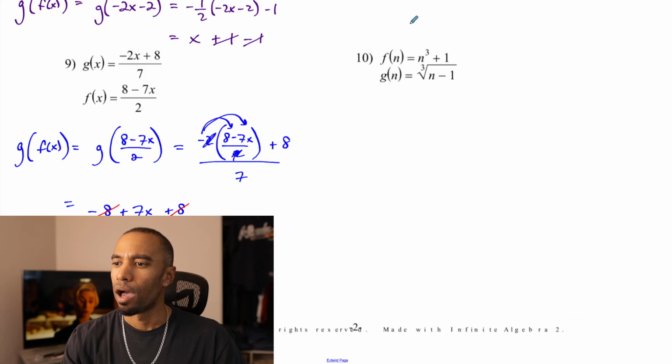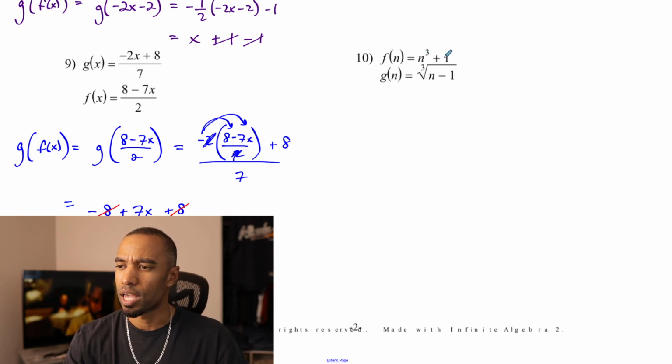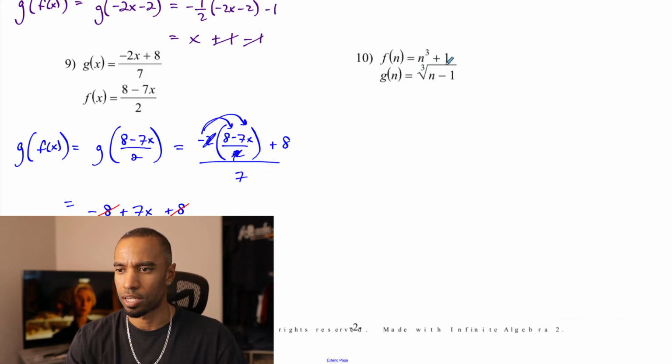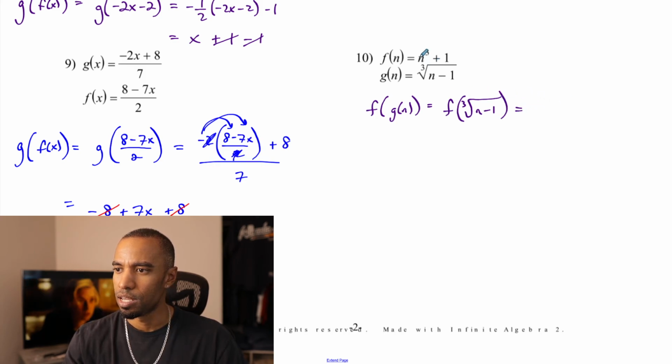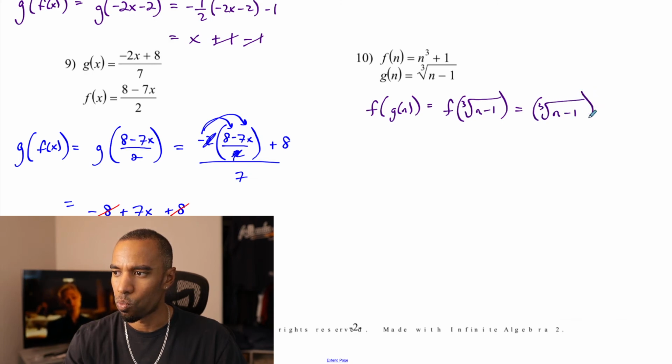Here we go. Number 10, f of n equals n cubed plus 1. G of n equals the cube root of n minus 1. If I take the f of g of n, I'm hoping to just get n back out, which means we're taking the f of the cube root of n minus 1. Okay, that's going to be, this cube root of n minus 1 is going to go in for n. So the cube root of (n minus 1) quantity cubed and then plus 1.